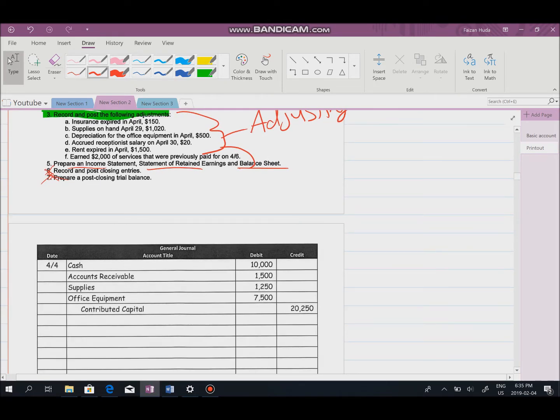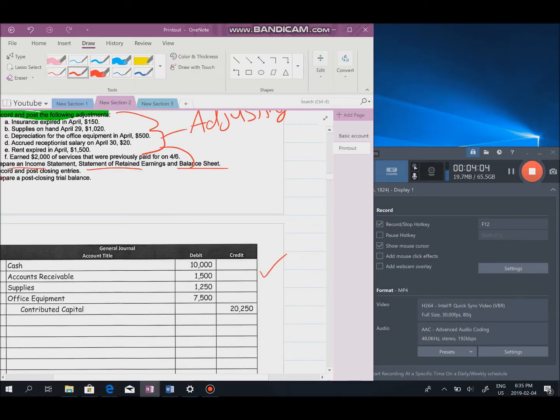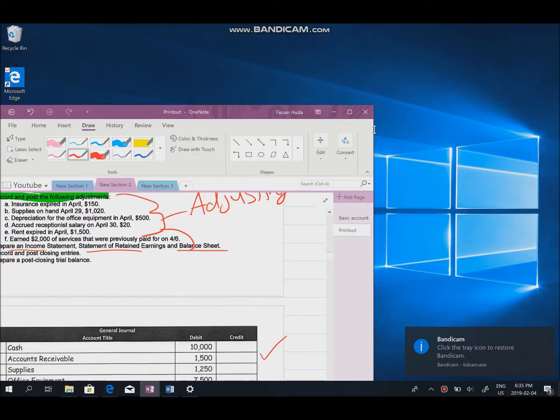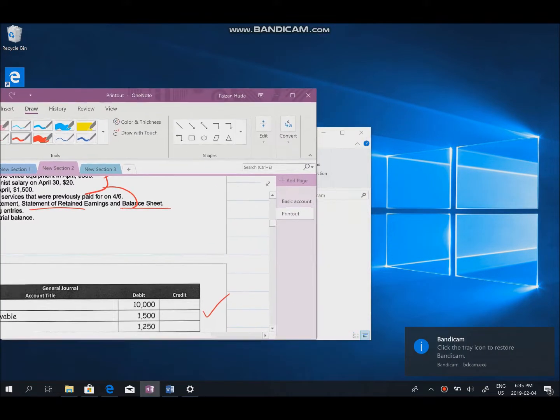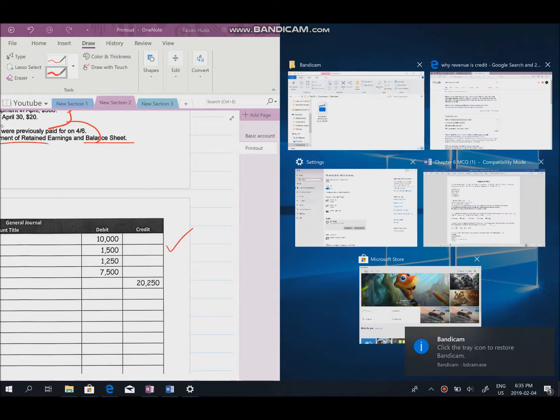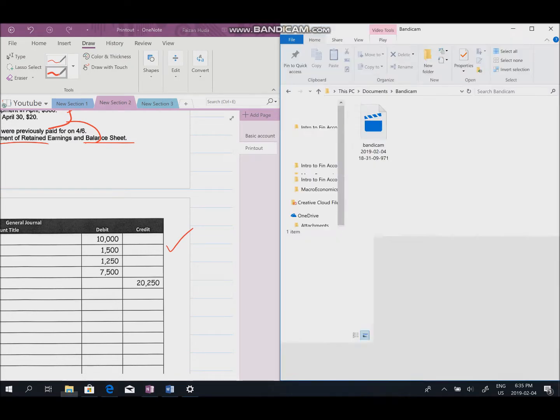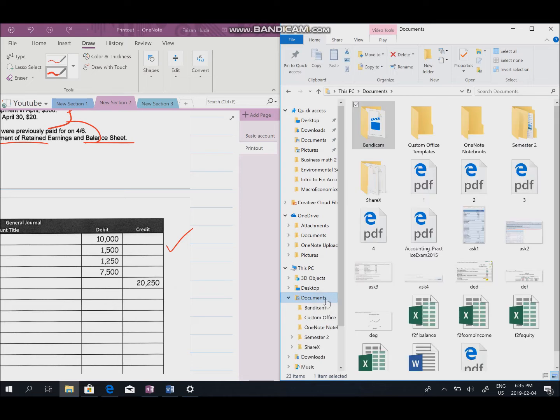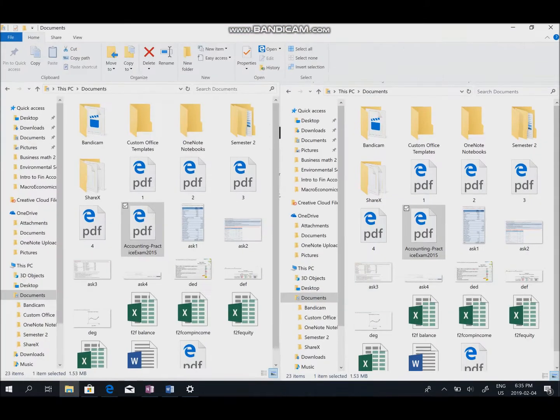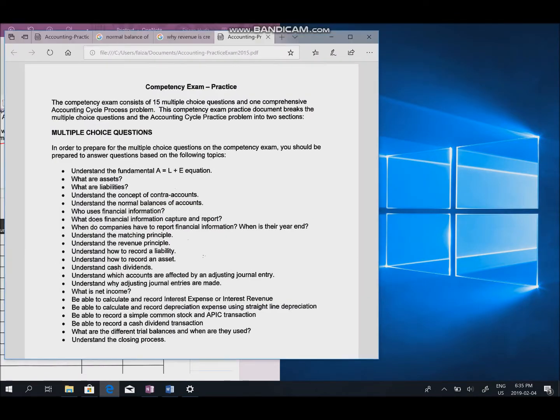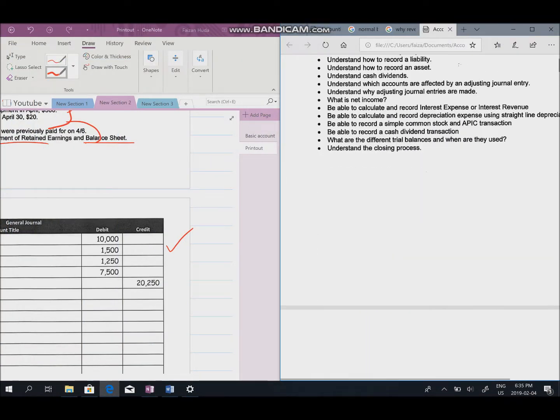So as you see, the first journal entry has been done for us. Let me put our journal entries side by side so it's easy for us to reference, so we don't have to go back and forth. Just give me a second while I open up the journal entries. Okay. Here you go.